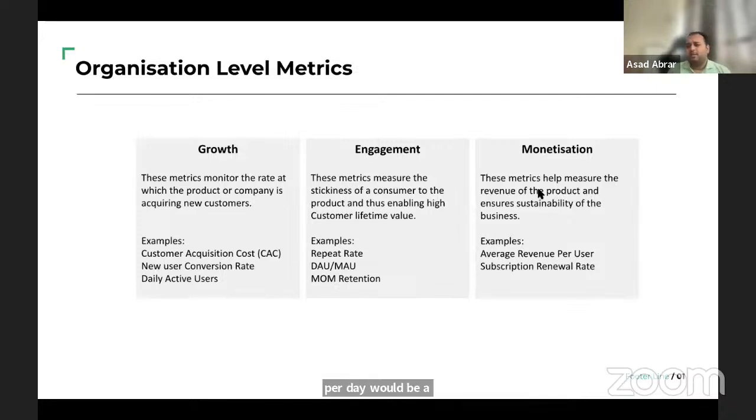Then the last aspect to this is monetization. Monetization is average revenue per user. Revenue could be something like coming from ads, coming from transactions, and then it can also be something like a subscription renewal rate. For example, Netflix will have subscription renewal as a very key metric.